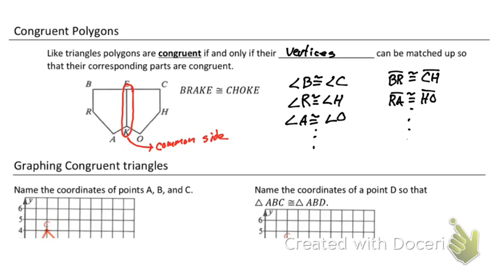All right, the next thing we're going to do is a couple graphs, and then we're going to be done, and the rest of the time will be for you to work. So in these graphs, the very first thing I'm supposed to do is name the coordinates of points A, B, and C. This is just practice writing coordinates. Remember, your x value comes first. Your y value comes second.